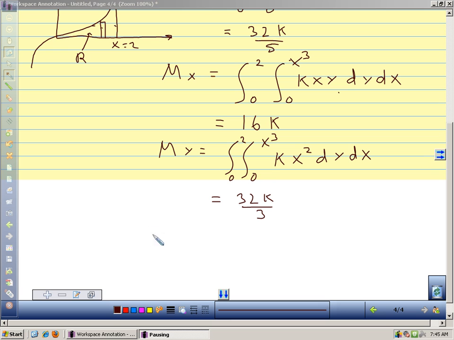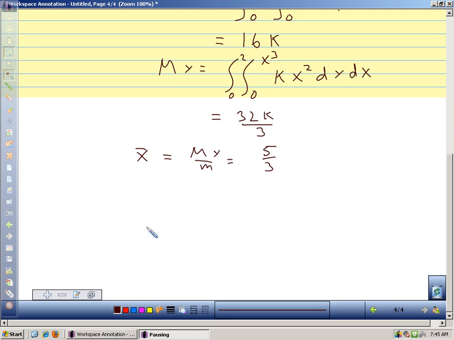The x-coordinate of our center of mass is M sub y over m, which gives us 5/3. And our y-coordinate is M sub x over m, and we get 5/2.